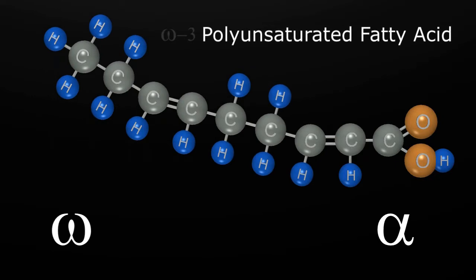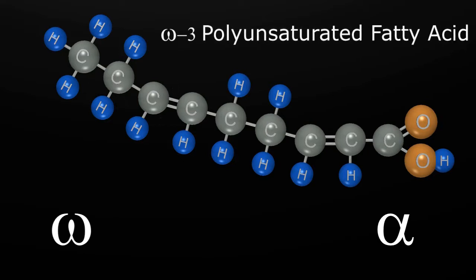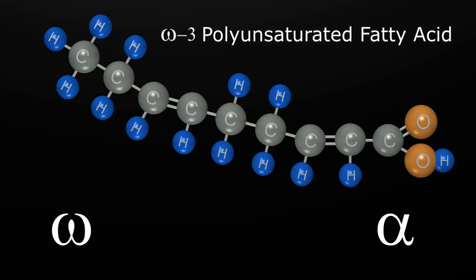The popular omega-3 fatty acids are all characterized by the last unsaturated double bond occurring on the third carbon from the omega side of the molecule. In a polyunsaturated omega-3 fatty acid, additional double bonds can be found closer to the alpha side of the molecule.